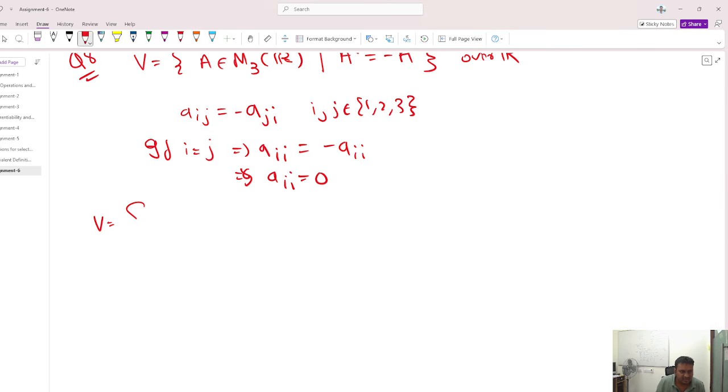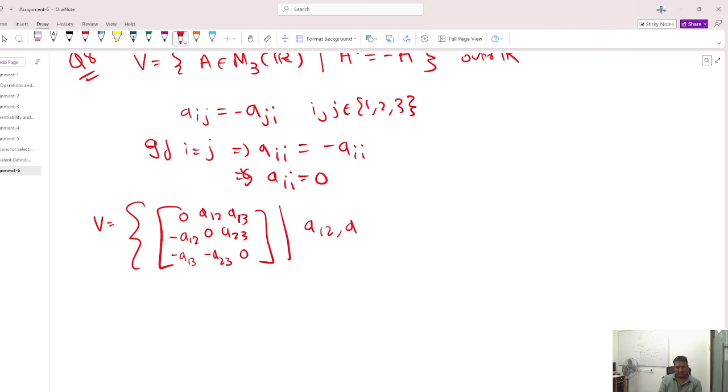Now, so what is V? V is in fact the collection of these kind of matrices: A12, A13, A23, then minus A12, minus A13, minus A23, with zeros on the diagonal. Sorry for the bad orientation. Okay, I can write it better. Minus A23, 0, right? A12, A13, A23. This belongs to R. Now you know what you have to do.